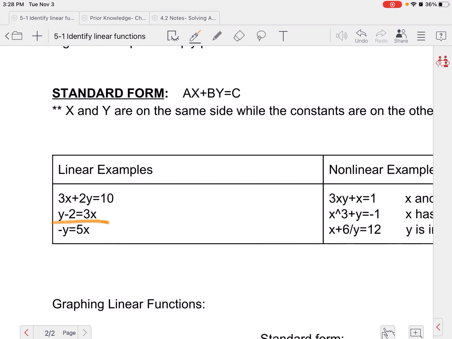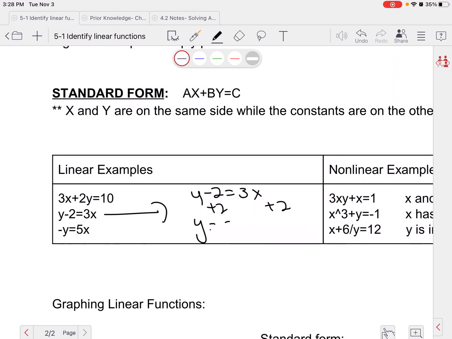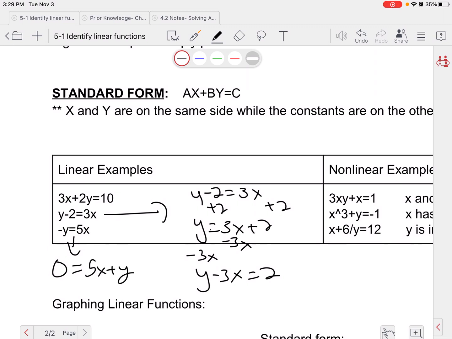Here, I can make this one look like that. I have y minus 2 equals 3x. Well, I can add the 2 over, so then I get y equals 3x plus 2. And then I could subtract the 3x over, so we have y minus 3x equals 2. Because I can put it in standard form, I know it's linear. Same thing with this problem. All I would have to do is add y to both sides, so I get 0 equals 5x plus y. Even though the numbers are flipped on the equals, that's totally fine. They mean the same thing. That's why these ones are linear: because we can put them in standard form.